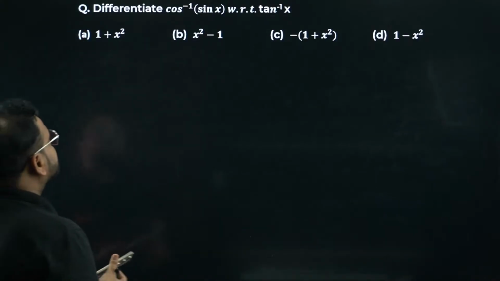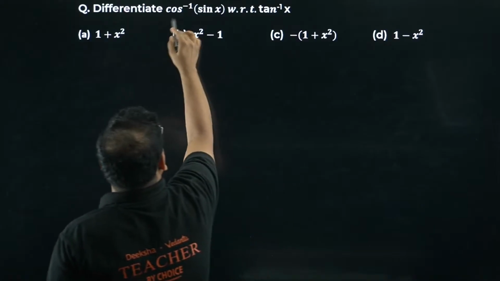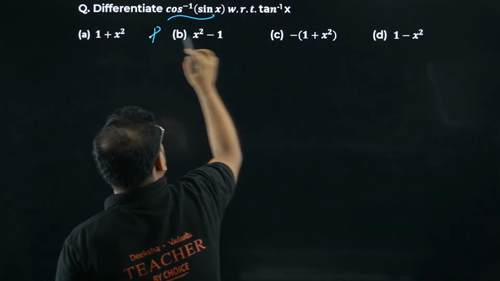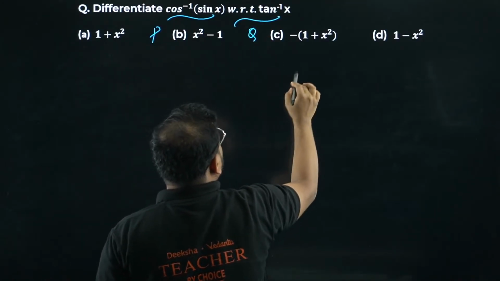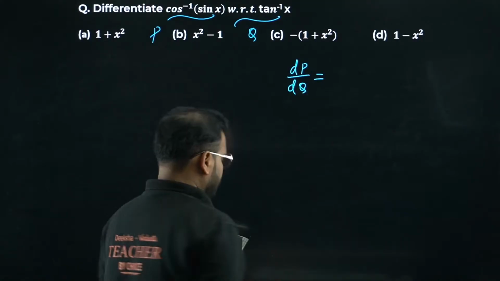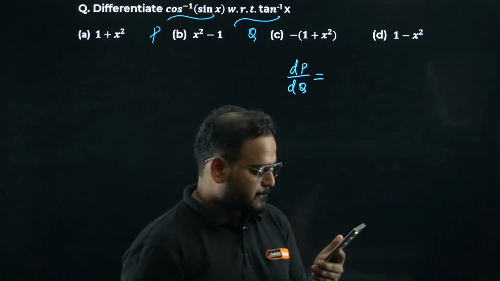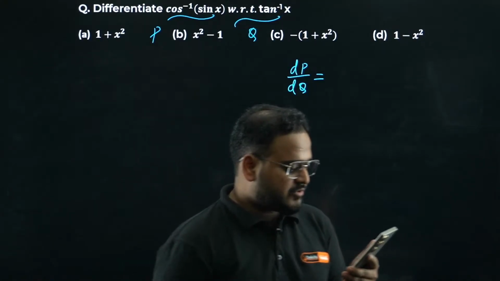What we have next is the question: cos inverse of sin x with tan inverse of x. Let's call this function P and this function Q. So I'm asking basically dP by dQ from all of you. Can you please try once, guys? Please try this question once.